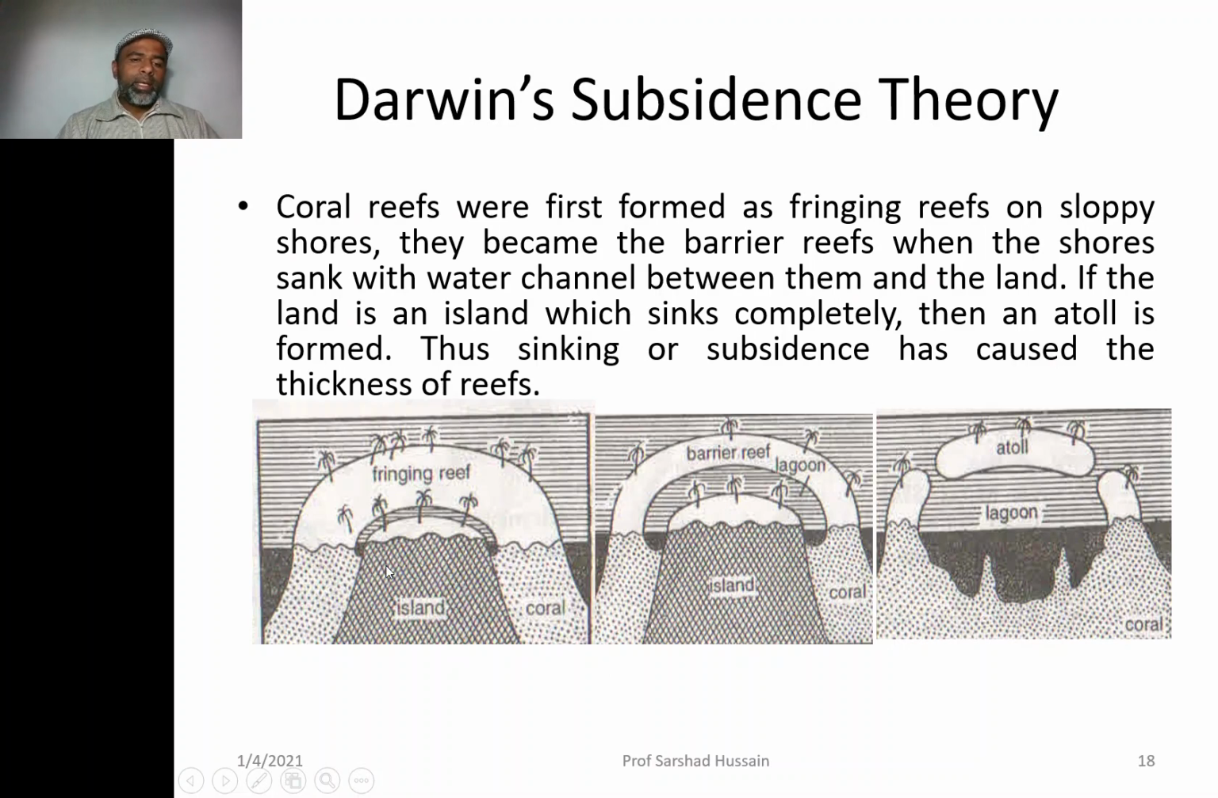that earlier a fringing reef was formed. That is, this was the island. On the shore of the island, you can see that the corals have grown and they have a lagoon in between them. Once the corals have grown to such an extent, the reef has emerged up to the surface of the water, even out of the surface of the water, then the water channel may remain between the island and the fringing reef. And I have already explained to you that this is the fringing reef.